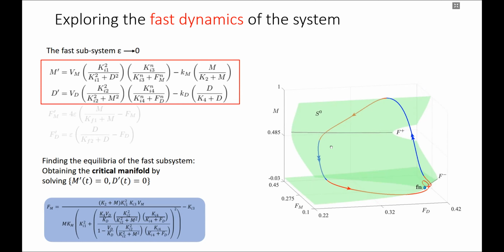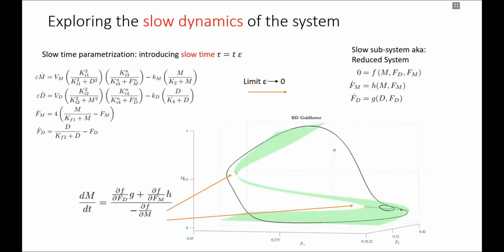Now, if we want to study the slow dynamics of the system, we have to introduce slow time tau equal t times epsilon. And we write our system in slow time parameterization. Now, epsilon multiplies the left-hand side of the fast variables. Now, if we take the limit epsilon goes to 0, what we get is the slow subsystem, which is an approximation of the slow dynamics of the system.